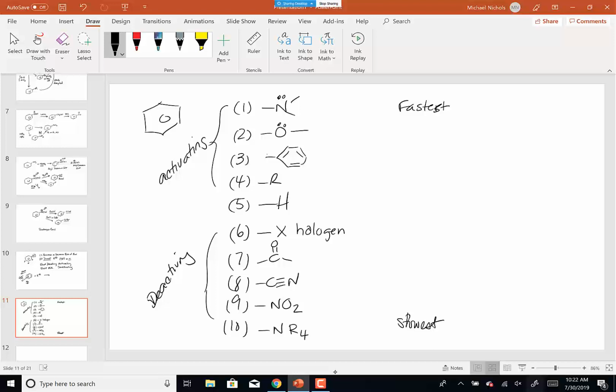when you have 4 alkyl groups attached to a nitrogen, that nitrogen has a permanent positive charge. Put a positively charged nitrogen species on a benzene ring, and it is the least reactive ring. Many textbooks say that it will not react in electrophilic aromatic substitution. So you need to know these groups from number 1 to number 10 in order.